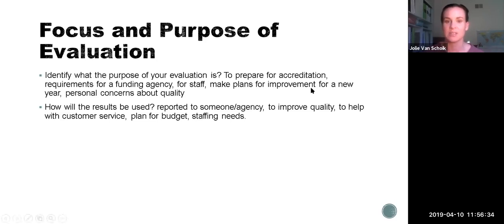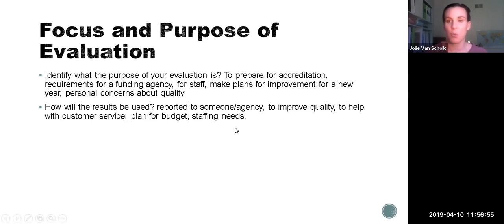and that gives you, once again, an evaluation on your teaching methods. We can use evaluations to plan for improvement for a new year, so you could do one later in the year in order to make plans for what you'll be training staff, what you'll be buying, how you will be improving your program. And then you can also do evaluations if you have personal concerns about quality. You can do an assessment or you can do an evaluation.